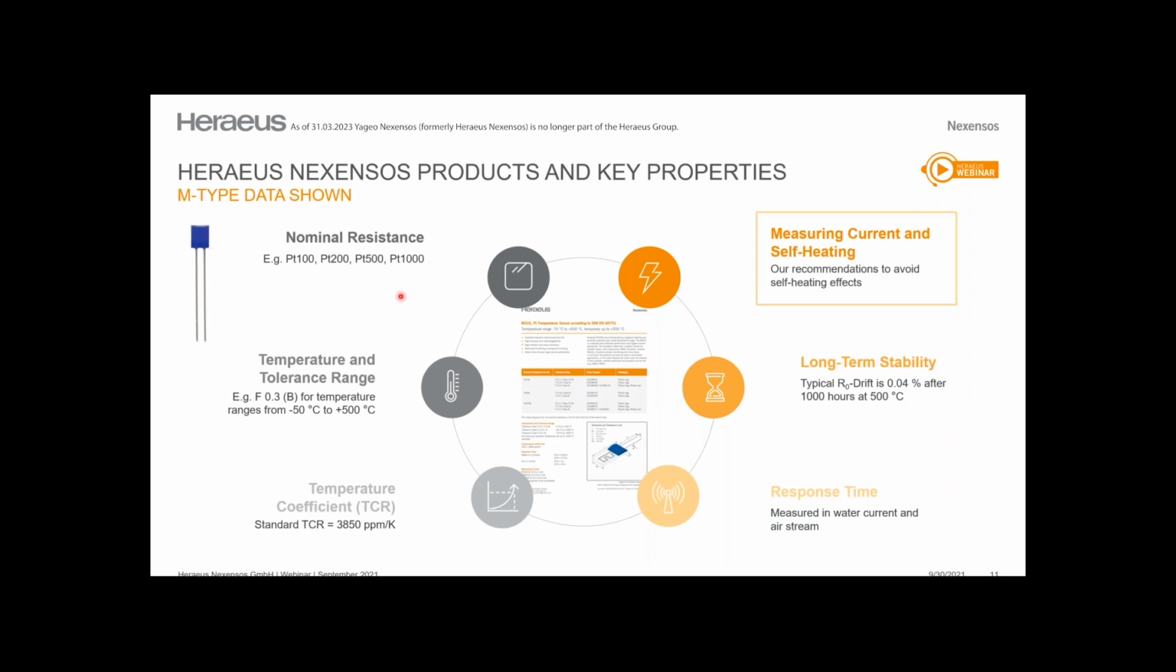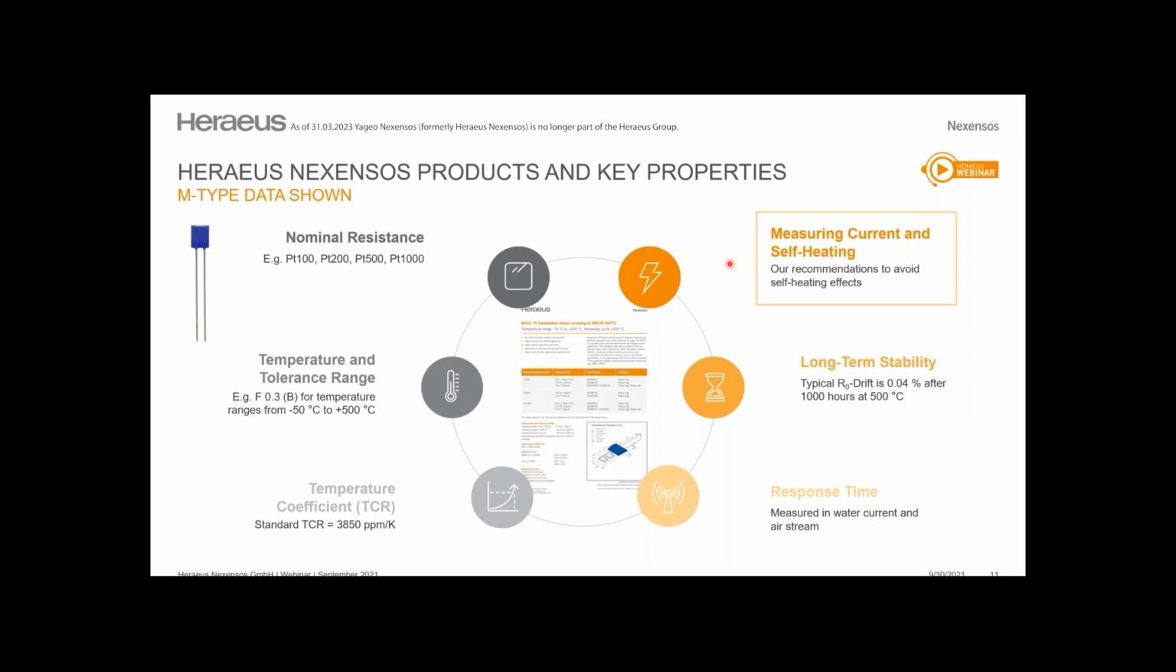All of these properties are shown on our data sheets, as for example here in the middle of the slide. We've already highlighted the key properties shown here on the left, so I don't want to repeat it in detail. We already talked about the nominal resistance, the temperature and tolerance ranges, and also the temperature coefficient, and about the different options that are possible here. But the three other points on the right, I would like to point out in more detail.